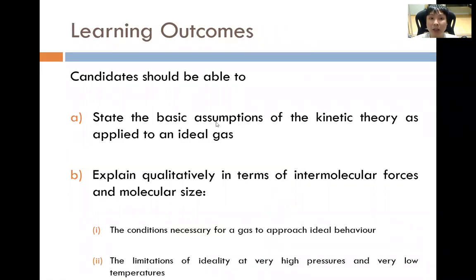Learning outcome A: candidates should be able to state the basic assumptions of the kinetic theory as applied to an ideal gas, as well as to explain qualitatively, in terms of intermolecular forces and molecular size, the conditions necessary for a gas to approach ideal behavior, as well as the limitations of ideality at very high pressures and very low temperatures. Okay, so let's begin.